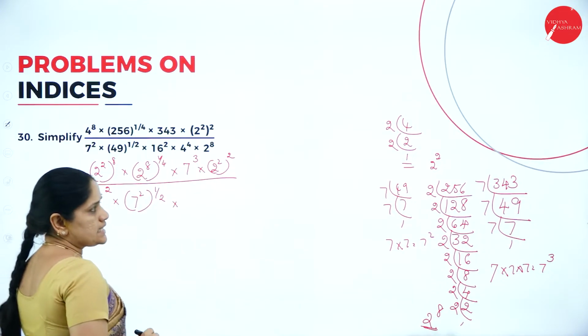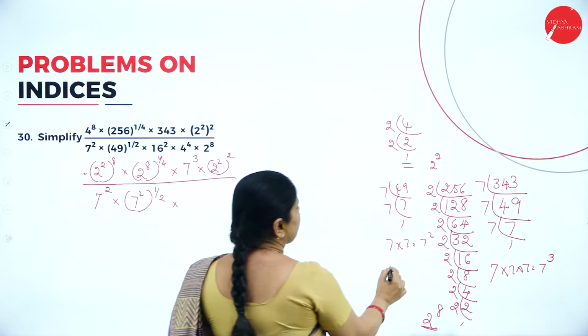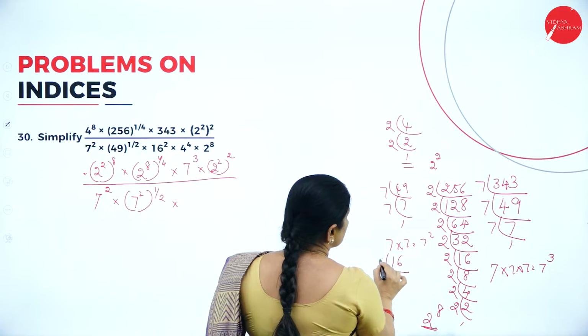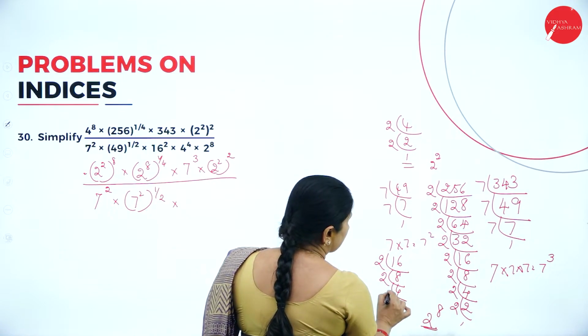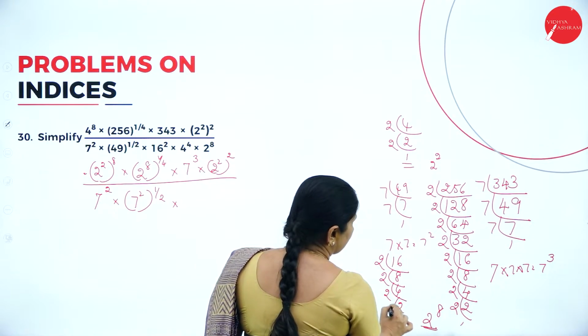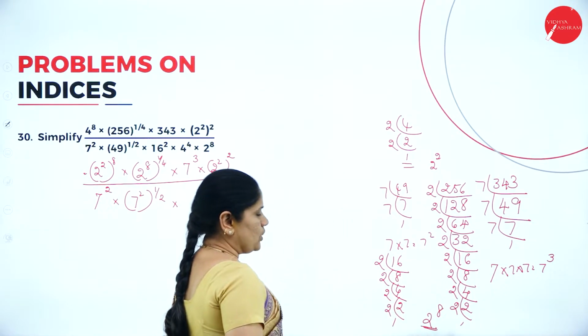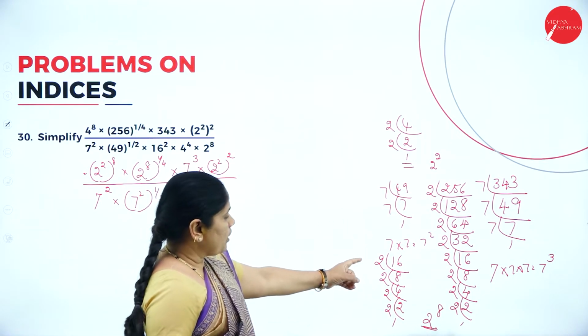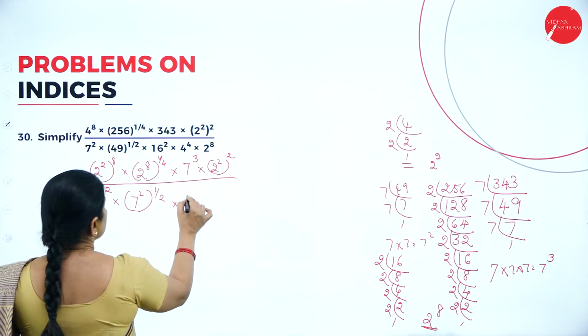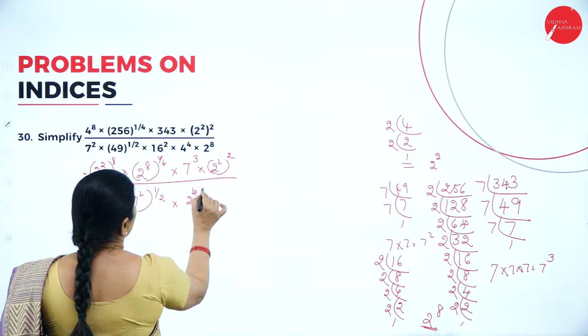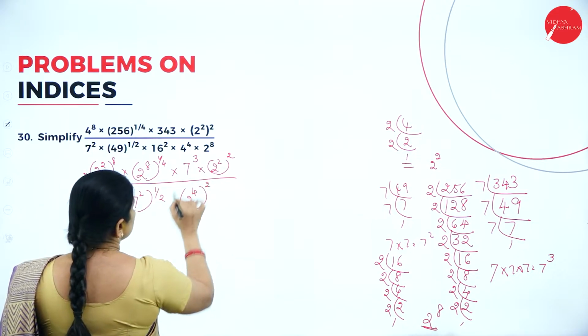Then I have 16 square. Again, if I factorize this 16, it will be 2 8s are 16, 2 4s are 8, 2 2s are 4, 2 1s are 2. So 16 is a product of 2 multiplied 4 times. So I will write it as 2 to the power 4 whole to the power 2.